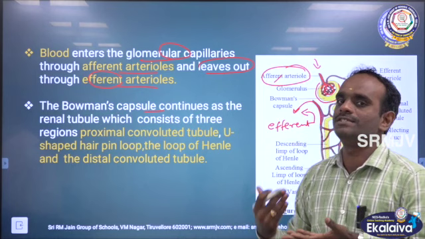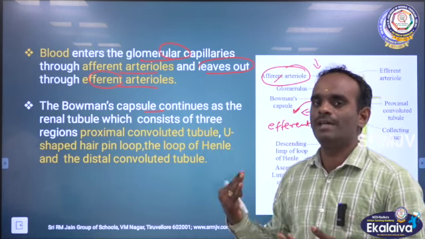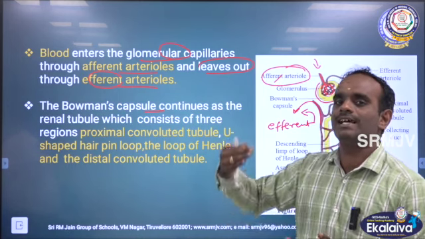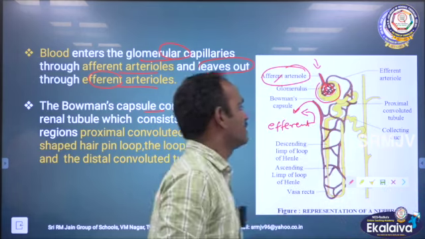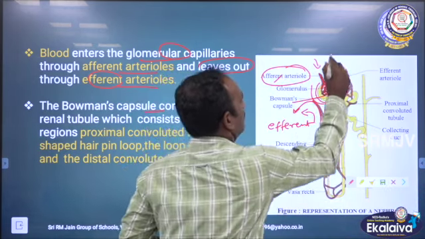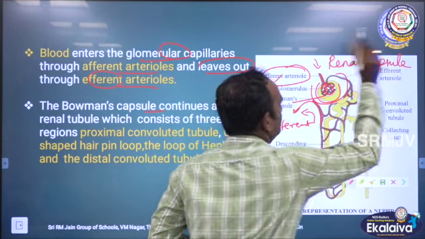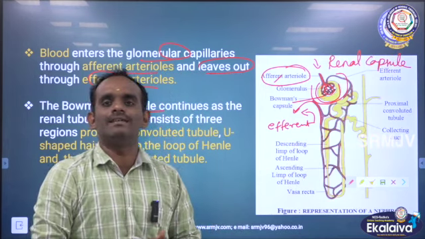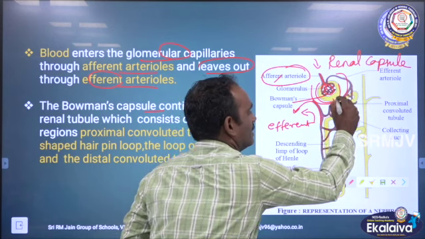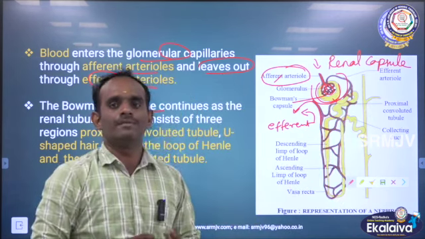The renal tubule consists of three major parts. One is proximal convoluted tubule, another one is loop of Henle, and third one is distal convoluted tubule. See the picture here, children. Up to this, it is said to be renal capsule. The renal capsule is also called as Malpighian tubule. After that, it extends here, and this full part is called renal tubule.